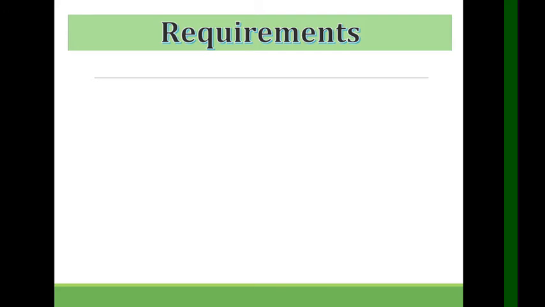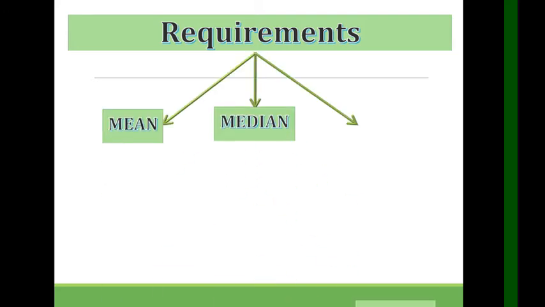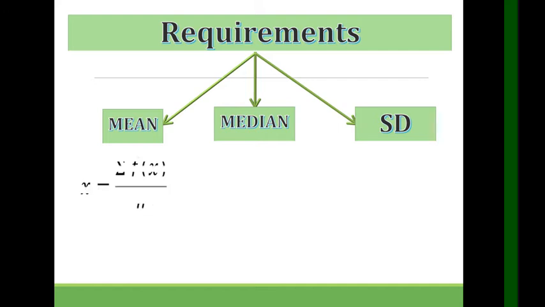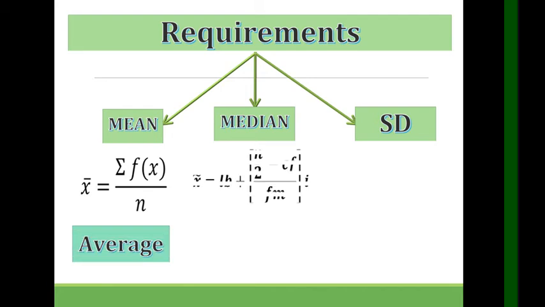Now, the requirements that we need to solve first before we use the formula for the skewness are the following. For the mean, we need to use the formula summation of f of x all over n. For the median, we have lower boundary plus quantity n divided by 2 minus cumulative frequency or CF over frequency of the median class times i, which is the class interval.